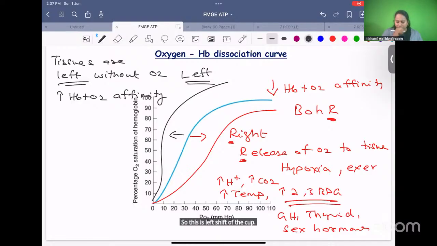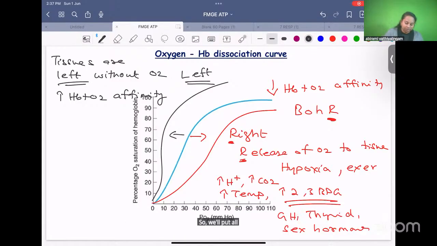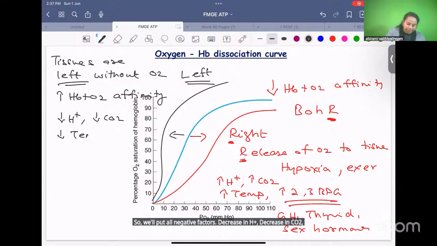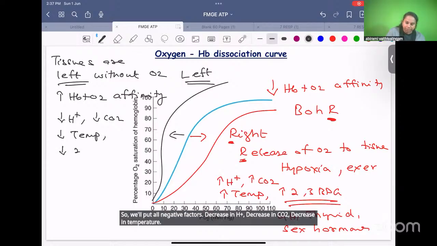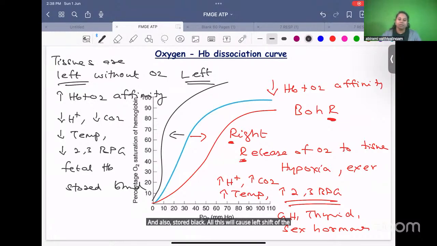What are the causes for left shift of the curve? Left means something bad. So we'll put all negative factors: decrease in H plus, decrease in CO2, decrease in temperature, decrease in 2,3 BPG, and also fetal hemoglobin, and also stored blood. All this will cause left shift of the curve.